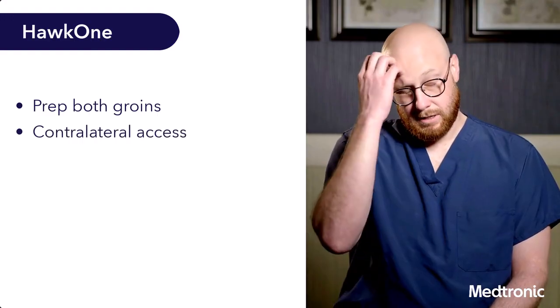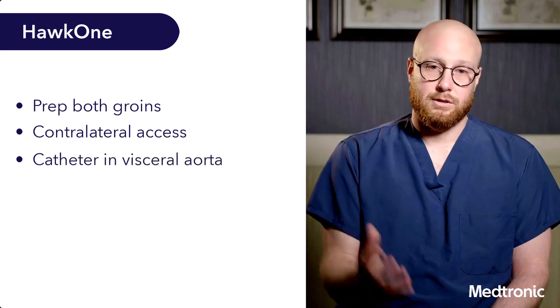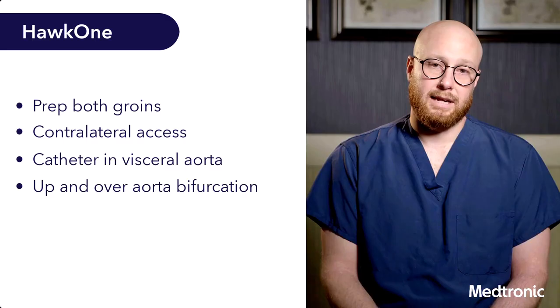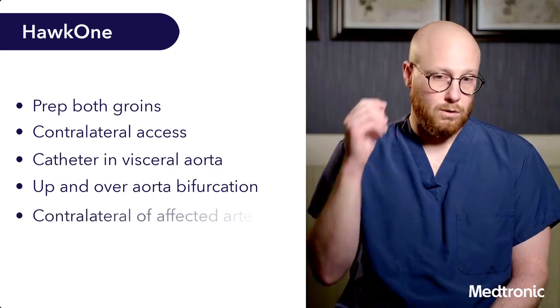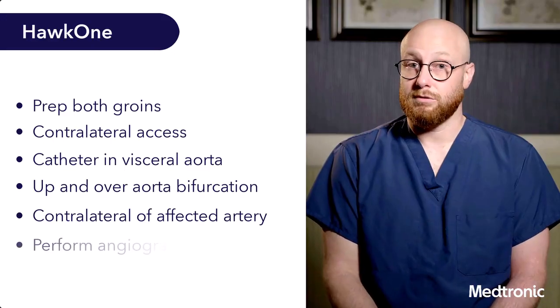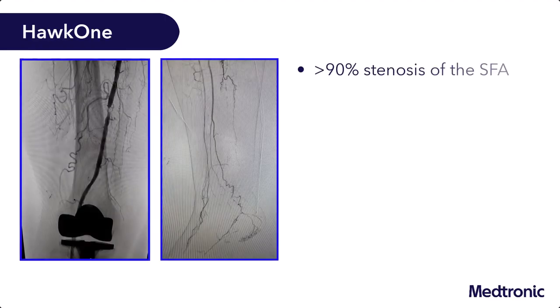When our sheet's up, we'll place a catheter into the visceral aorta, make sure there's no inflow disease. From there, go up and over the aortic bifurcation, park my catheter in the contralateral, or the affected extremity, femoral artery, and perform the angiogram. In this case, as you can see, the SFA was greater than 90% stenosed, causing a flow-limiting lesion.